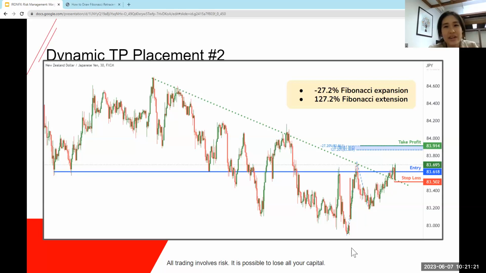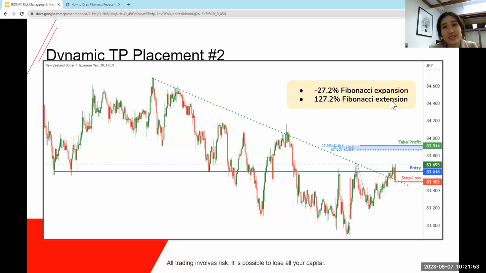We want to look for a flash symbol. That's how you know that the expansion is present. So we go in depth into this during our Fibonacci webinars if you guys are interested. But I'll just briefly let you know that there is a flash symbol over here. So we make use of this starting point here and ending point here to get an idea of where price is headed towards.